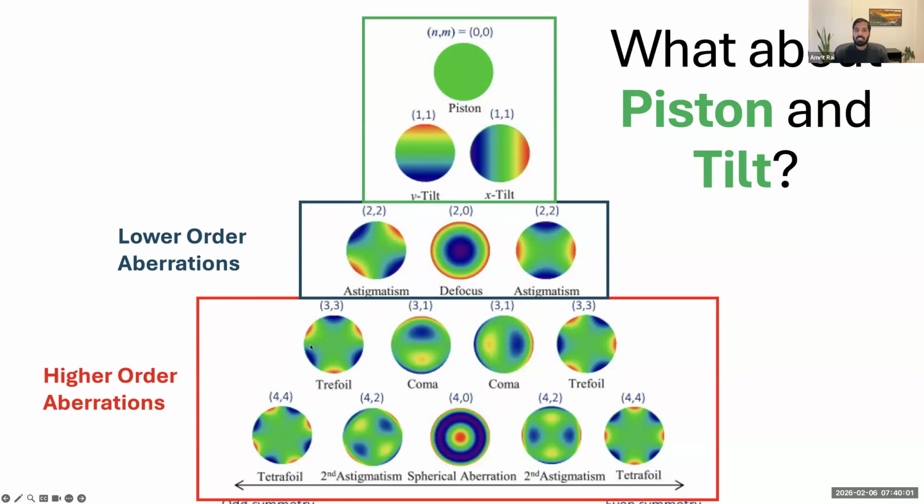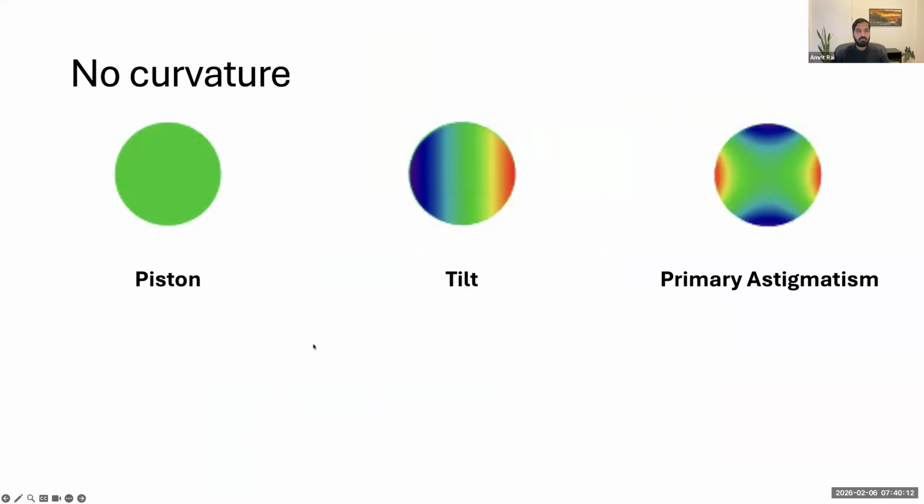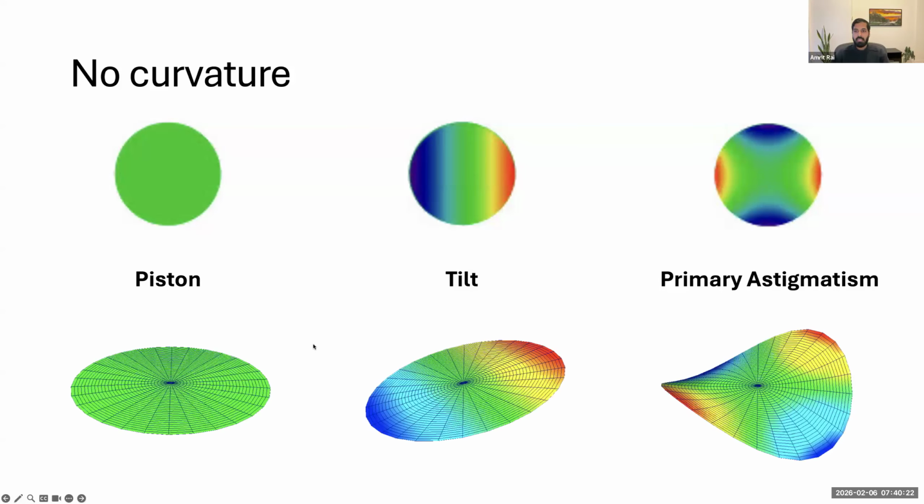Now, what about piston and tilt, the aberrations right at the top of the Zernike pyramid? Most explanations you come across tend to ignore these two as if they don't exist. So let's see why that is. The reason piston and tilt are overlooked is because they do not induce curvature in the wavefront and therefore are not considered true aberrations. If we look at their 3D representation, we can see that neither piston nor tilt create any curvature in the final wavefront. I've included primary astigmatism as a counterexample, where you can see that the lines are curved.